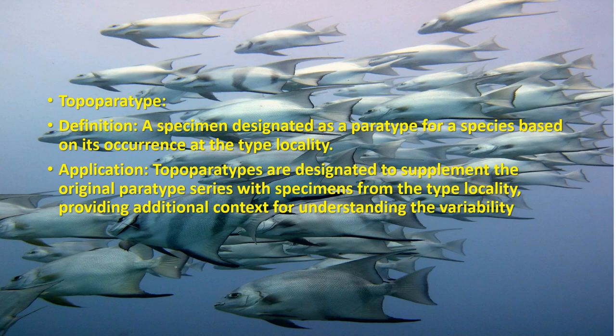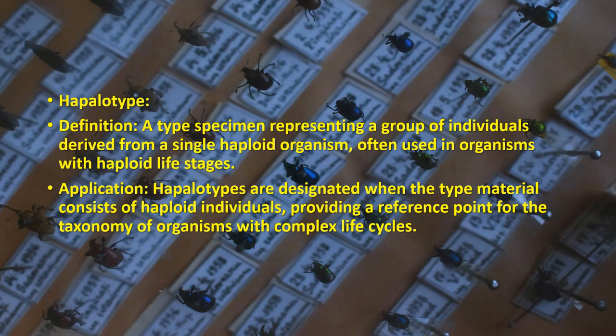Topoparatypes are designated to supplement the original paratype series with specimens from the type locality, providing additional context for understanding the variability. Haplotype, a type specimen representing a group of individuals derived from a single haploid organism, often used in organisms with haploid life stages. Haplotypes are designated when the type material consists of haploid individuals, providing a reference point for the taxonomy of organisms with complex life cycles.